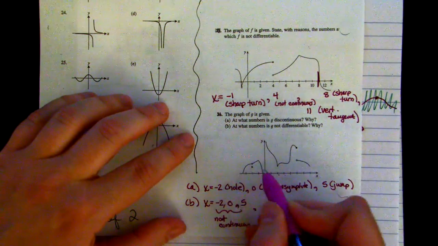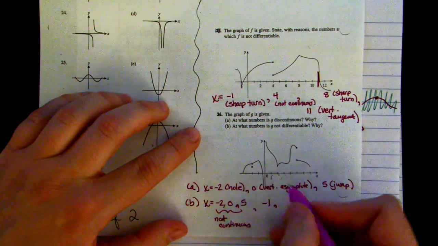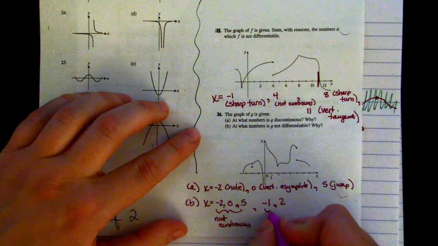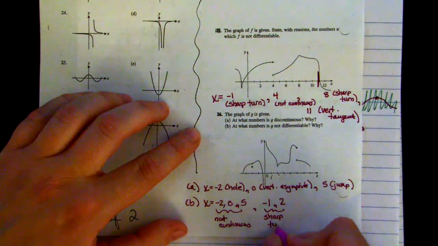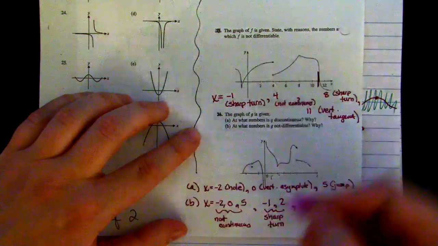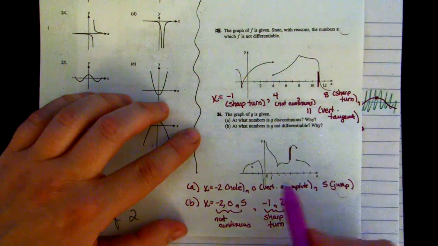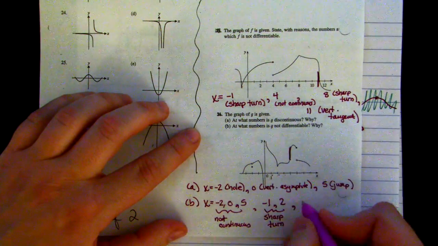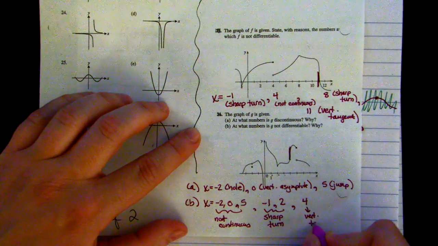A little tricky to see, but it looks like a sharp turn at x equals -1. It actually looks like another sharp turn at x equals 2. So how about I talk about those as sharp turns, or cusps. And then I feel like, yeah, there's a vertical tangent. Those are definitely the trickiest ones to pick out. 1, 2, 3, 4, x equals 4 is a vertical tangent.